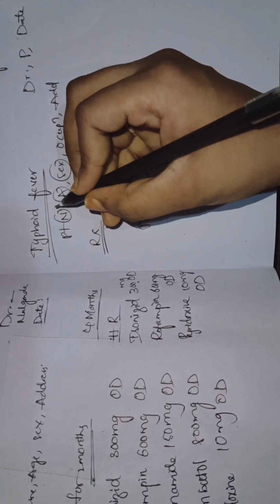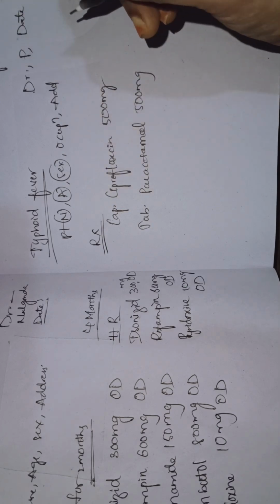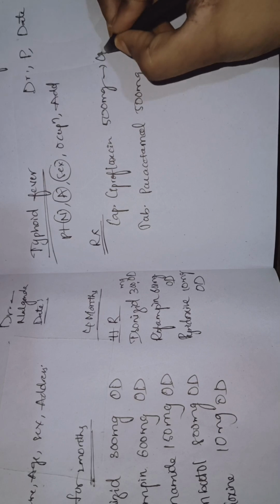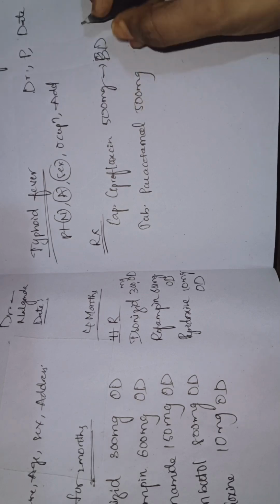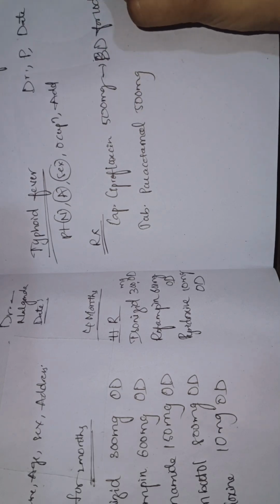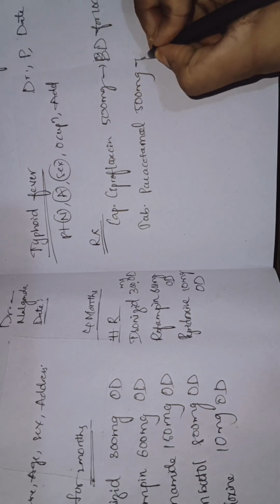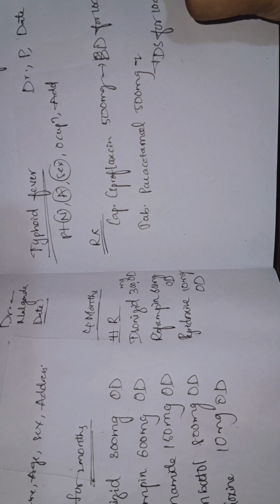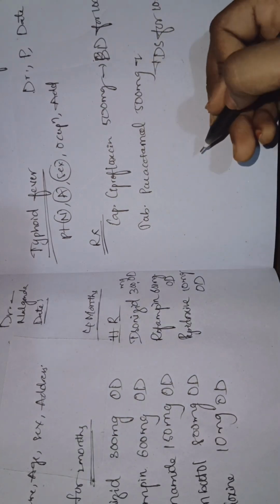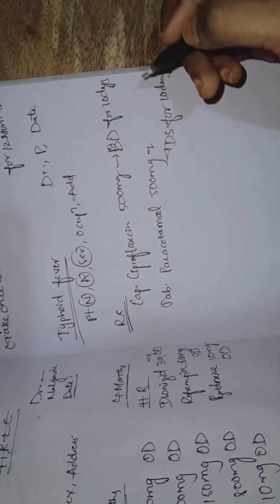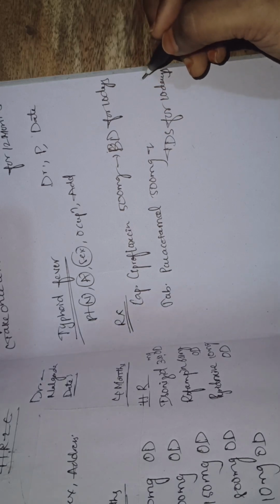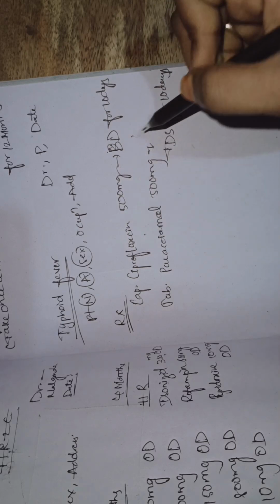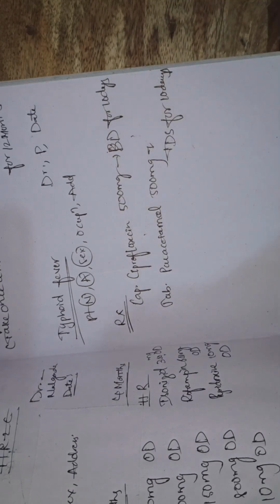In typhoid fever, this tablet should be prescribed for 10 days. Ciprofloxacin is BD, 2 times a day for 10 days. Here, paracetamol is thrice a day for 10 days. Ciprofloxacin for BD and paracetamol for TDS.